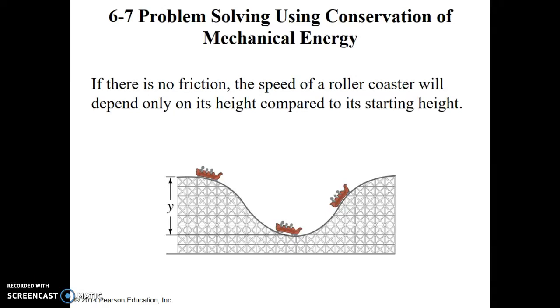Then as the roller coaster goes up the other side, you're converting kinetic back to potential. In the end, all the kinetic will be converted to potential, but you have the same amount of energy at the end that you started with. And since potential energy is calculated as mgh, then your roller coaster should end at the exact same height at which it started.